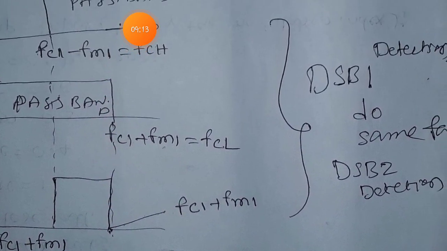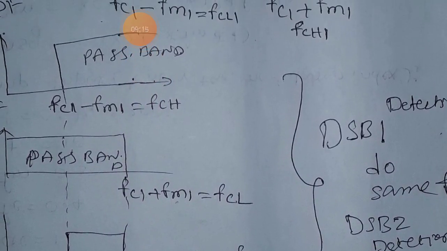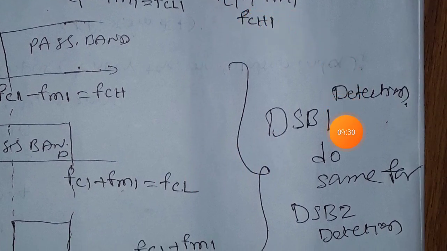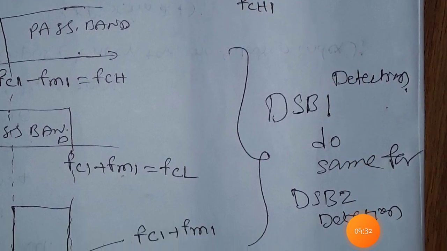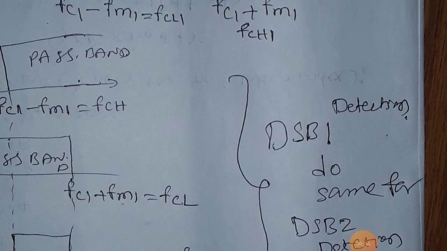Similarly, take the same HPF and LPF for the second message signal, for the second DSB detection. Now let us open the program.